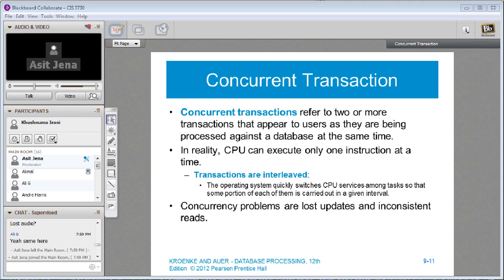So it's important that, similarly, concurrent transaction refers to two or more transactions that appear to users as if they are being processed against a database at the same time.